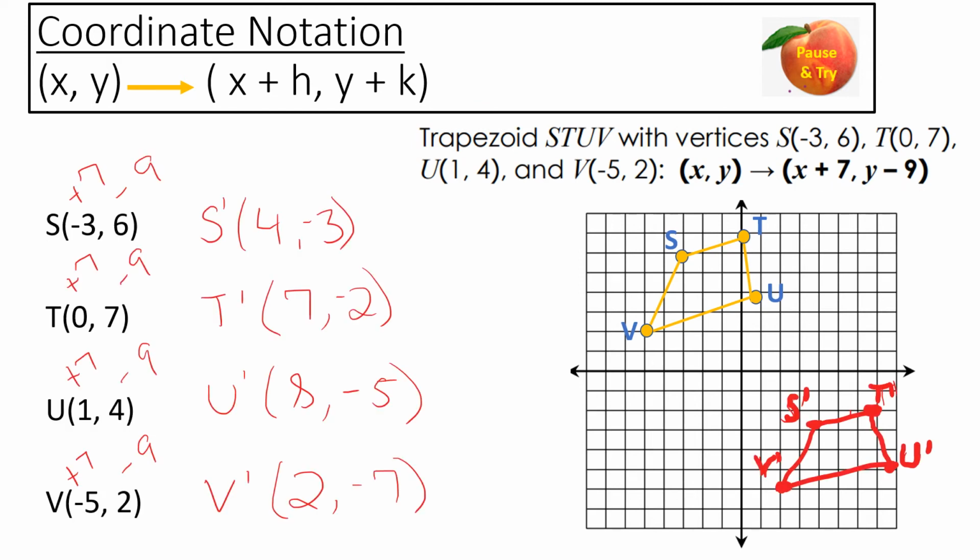All right, so hopefully you paused the video, and this is what you should have gotten for your answer here. S prime (4, -3), T prime (7, -2), U prime (8, -5), and V prime (2, -7). So you would simply just add 7 to each of your x values and subtract 9 from each of your y values.